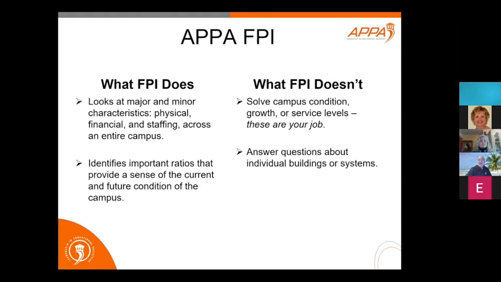FPI doesn't do your job, however. It cannot solve your campus condition, any growth plans, or any service levels. That's your job. You have to take advantage of the information the FPI provides and make your own decisions. And it can't answer questions about individual buildings or systems just because it doesn't get down to that level of detail. If it did, you'd be putting in thousands of pieces of information rather than 136.